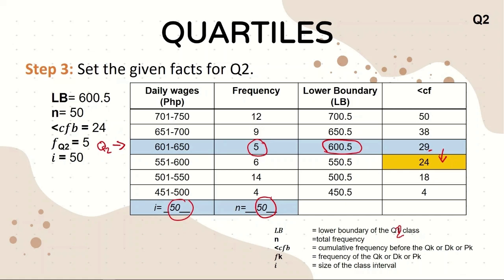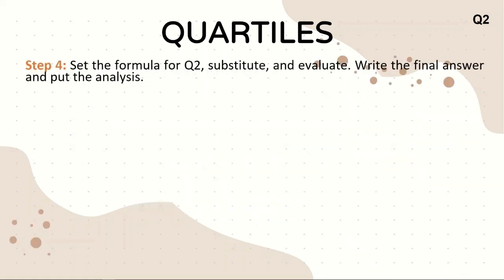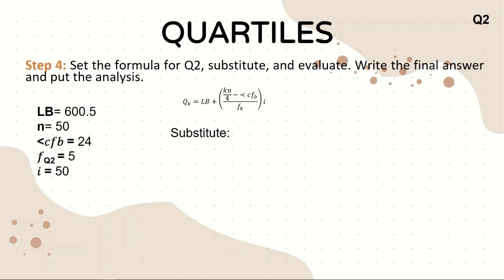For step 4, set the formula for quartile 2, substitute, and evaluate. Then after that, write the final answer and the analysis. Since we already have the lower boundary and the needed values for the formula.